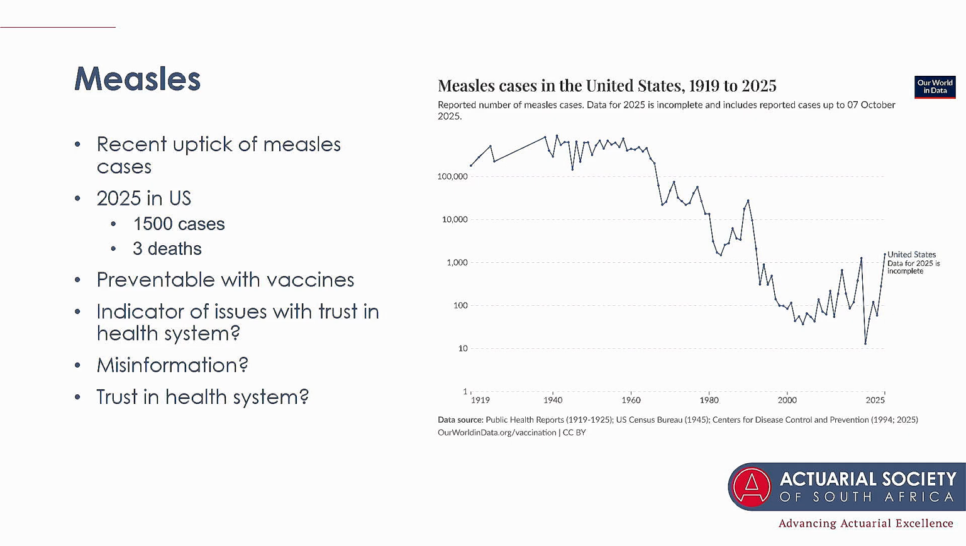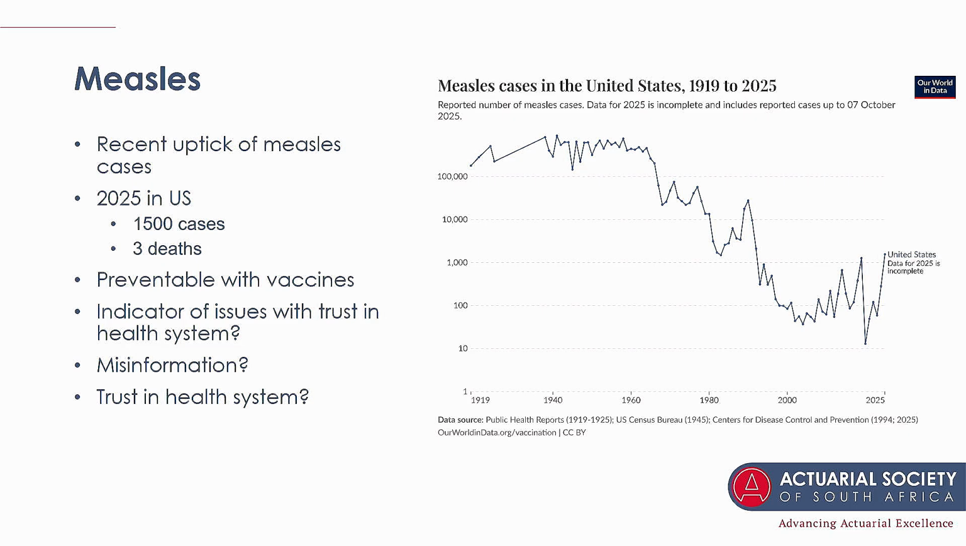This is the current level of measles cases in the US. Just be aware that the chart on the right has a log scale. It starts at 100,000 in the early 1900s and then drops down significantly. In the early 2000s, cases were in the hundreds, maybe 100, 200, 300, that sort of level. And now, this year, we're sitting at 1,500 cases in October. It's already higher than pretty much any of the years in the 2000s, and the year's not complete.